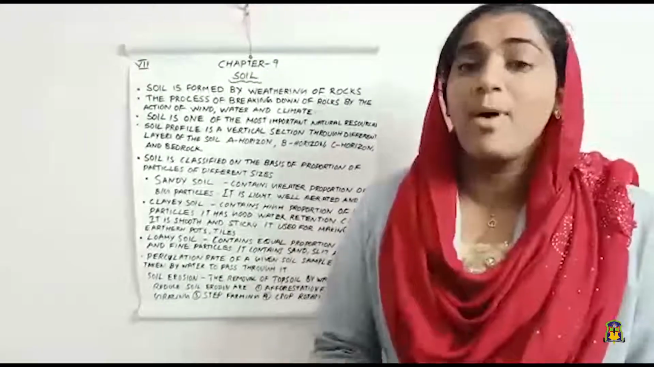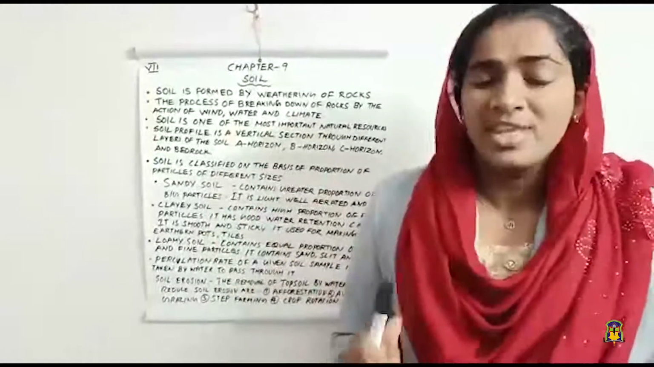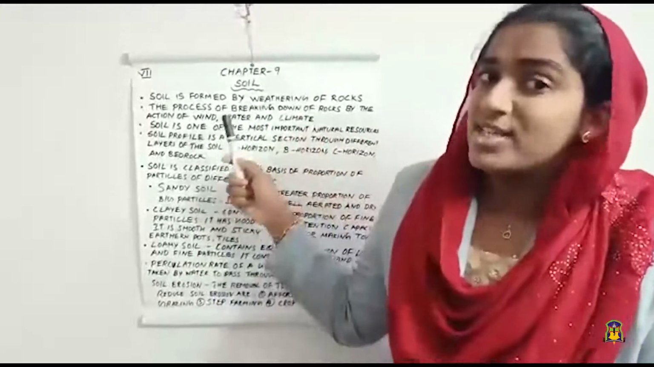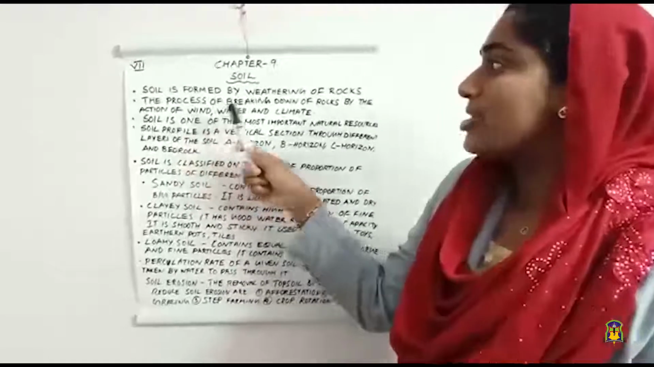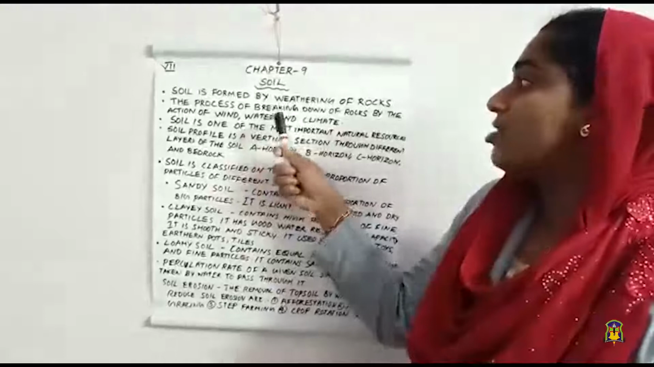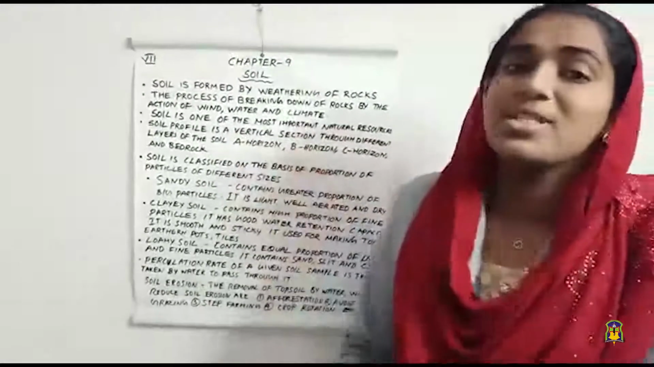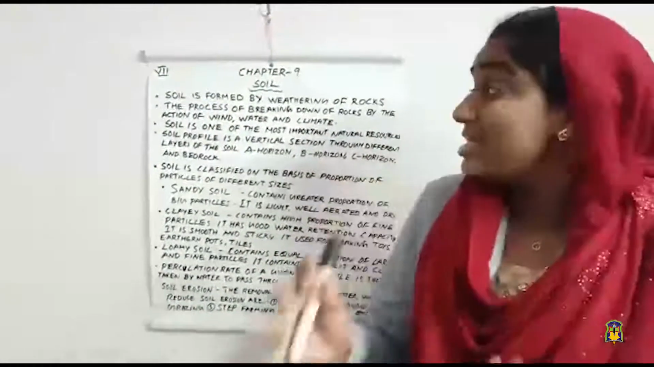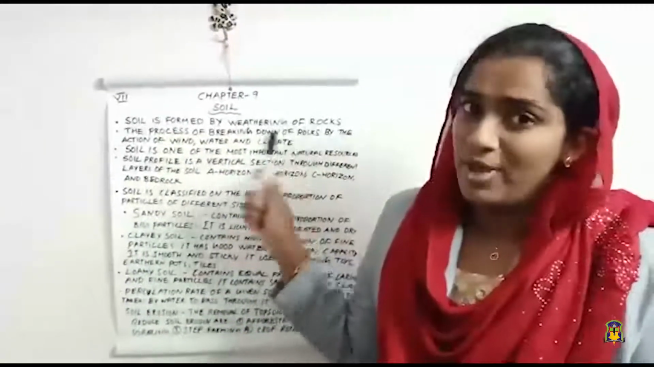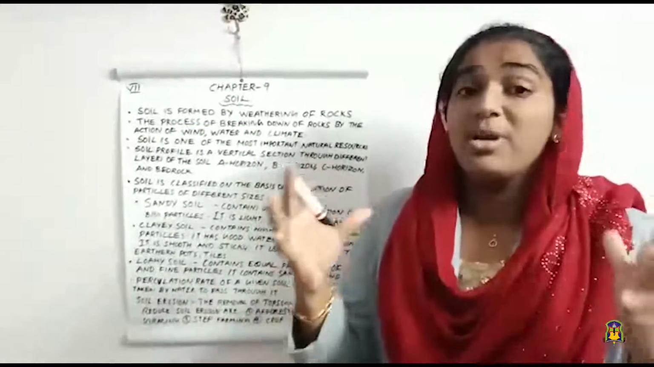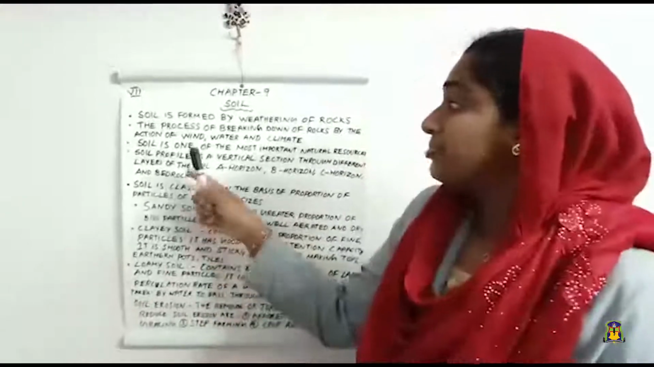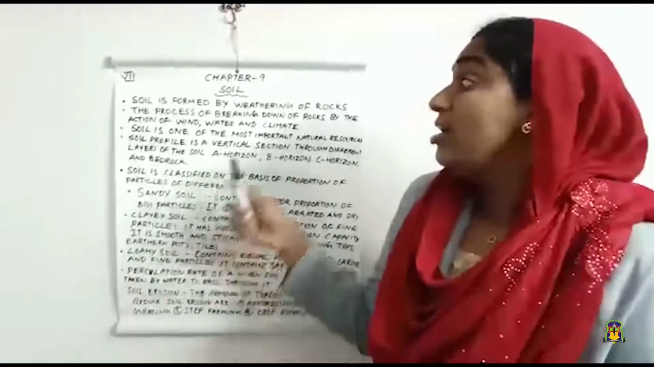First, we discussed soil. What is soil? Soil is formed by weathering of rocks. What is weathering? Weathering is the process of breaking down of big rocks by the action of wind, water and climate. Due to this weathering, soil is formed. That means the breakdown of big rocks gives the soil.